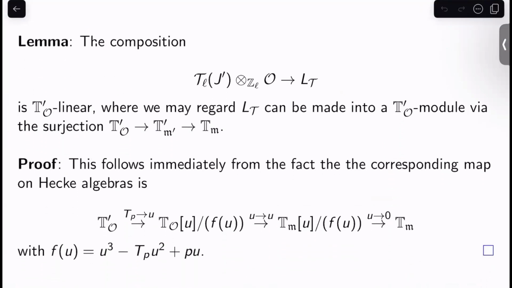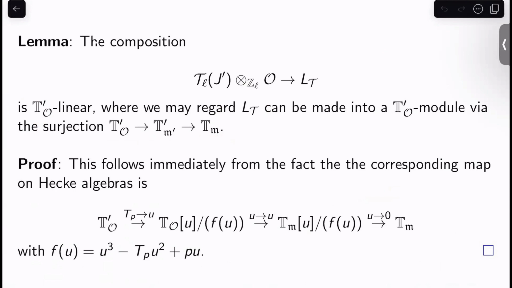It says the composition from T_L J prime tensored up to O to L_T is T prime O linear, where we can regard L_T as a T prime O module via the surjection from T prime O to T prime sub M prime to T sub M. Okay, this is not hard to prove at all.